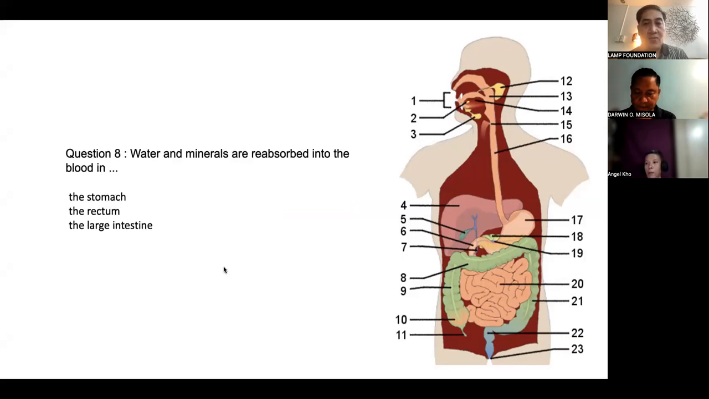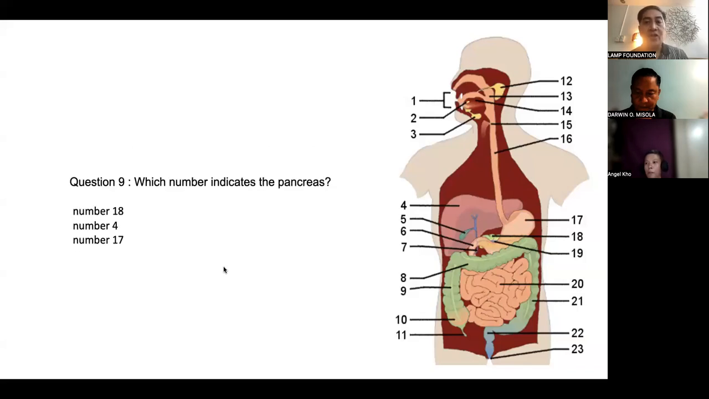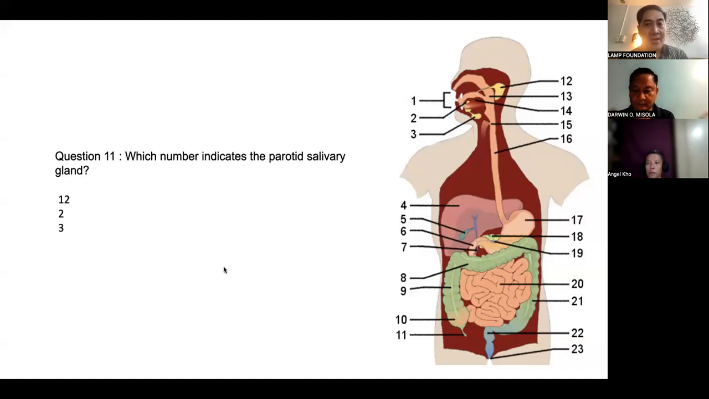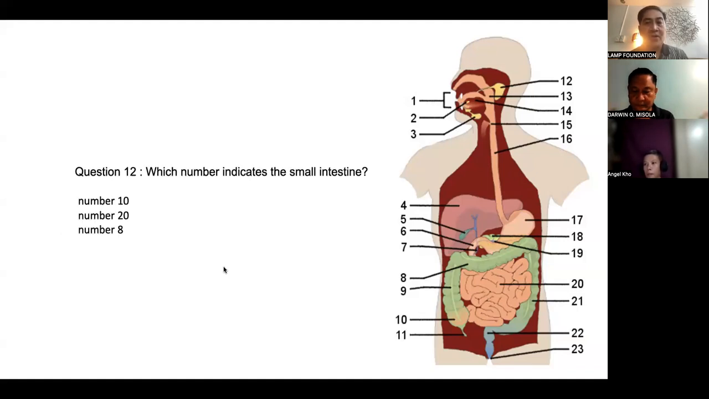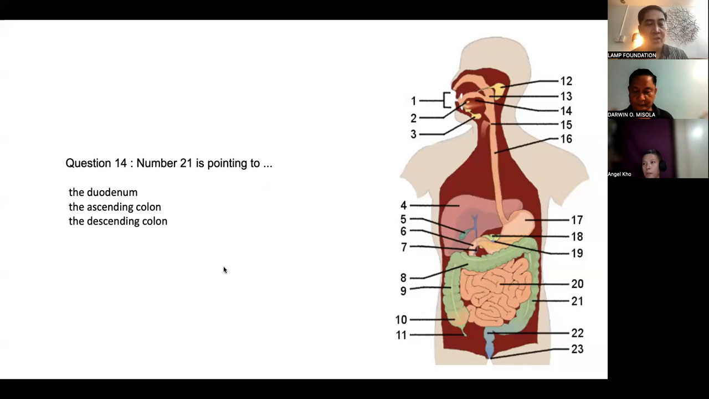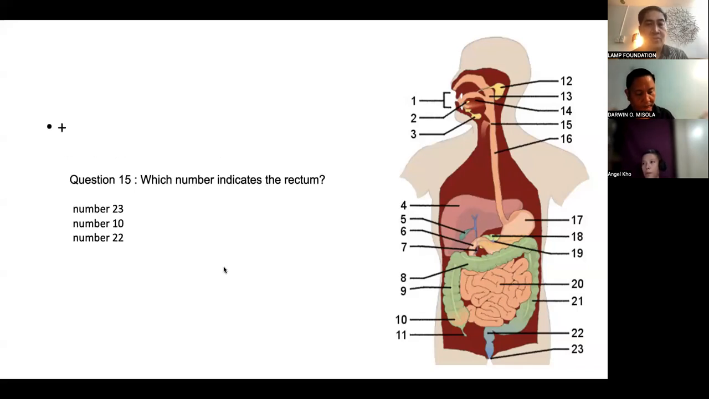Number 13 is pointing to the nasopharynx po. Water and minerals are reabsorbed into the blood in the large intestine po. Which number indicates the pancreas? Number 18 po. Number 19 is pointing to the pancreatic duct po. Which number indicates the parotid salivary gland? Number 12 po, Doc. Which number indicates the small intestine? Number 20 po. Number 23 is pointing to the anus po. Number 21 is pointing to the descending colon po.